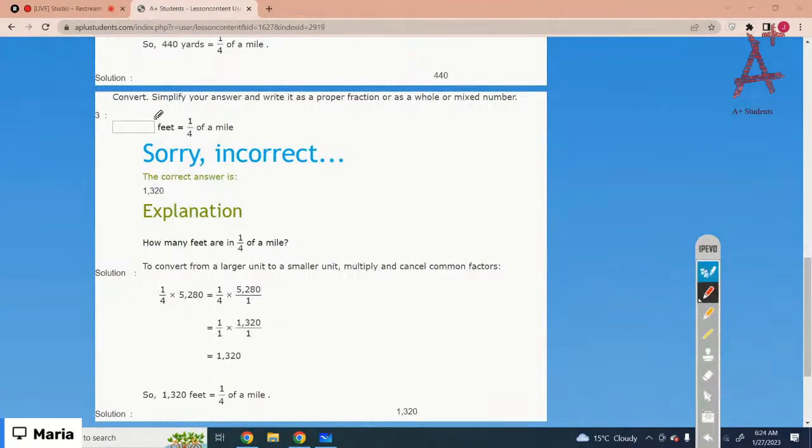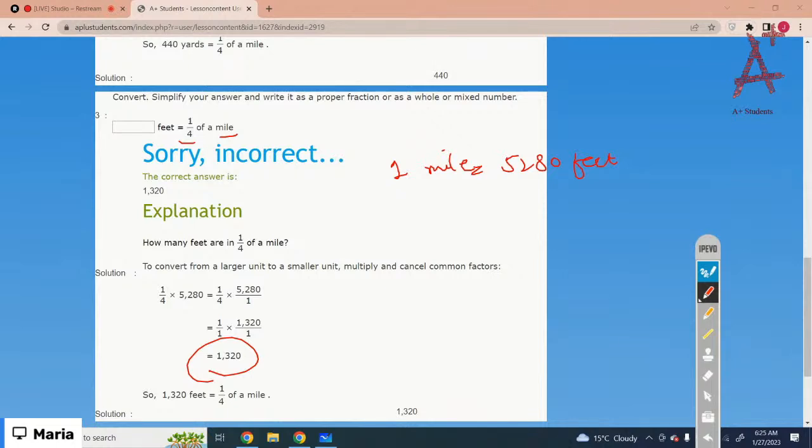Okay. So convert, simplify your answer, write it as a proper fraction. You have to convert from miles to feet. Miles is a bigger unit and you have to convert it into feet. We know that 1 mile equals 5,280 feet. So just multiply it by 1 by 4. Got it? When you multiply 1 by 4, it would be 1,320 feet. Got it?